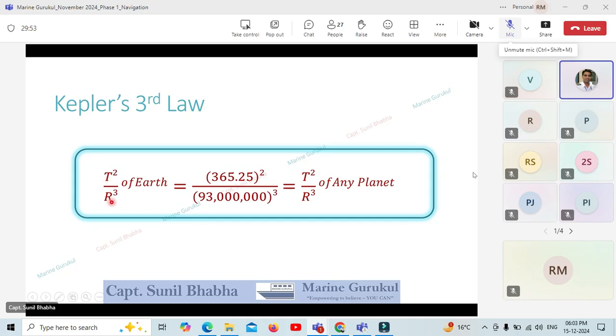So T squared upon R cubed of Earth converts to 365.25 squared divided by 93 into 10 raised to power 6 cubed. How was it now, beta? Sir, now okay, sir. Okay, all right.